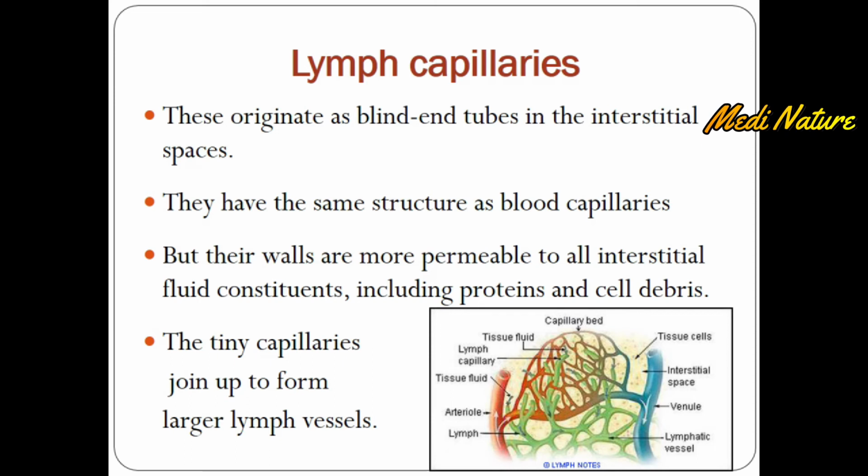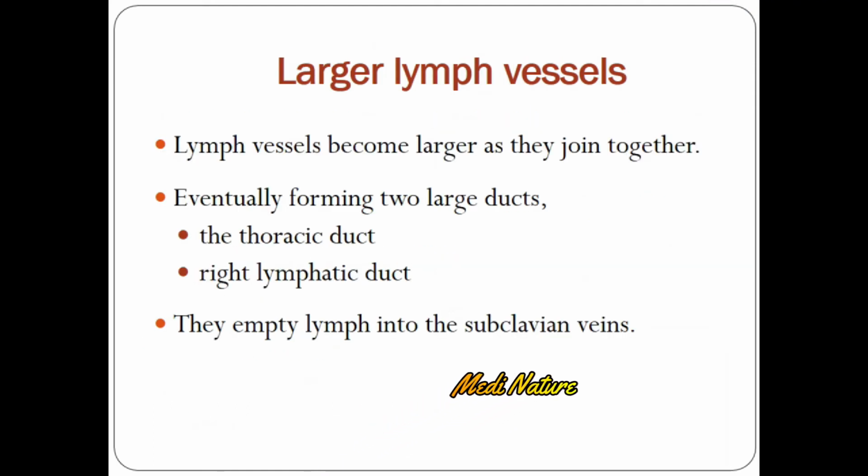Here in this picture you can see the blind end tubes of lymph capillaries in green color. So the tiny capillaries which arise from the interstitial spaces join up to form larger lymph vessels. The lymph vessels become larger as they join together, and finally they form two large ducts in our body.